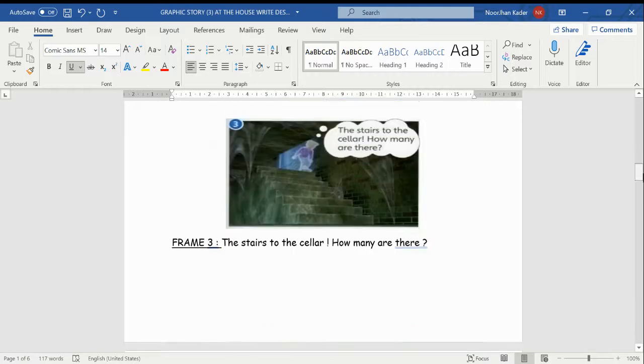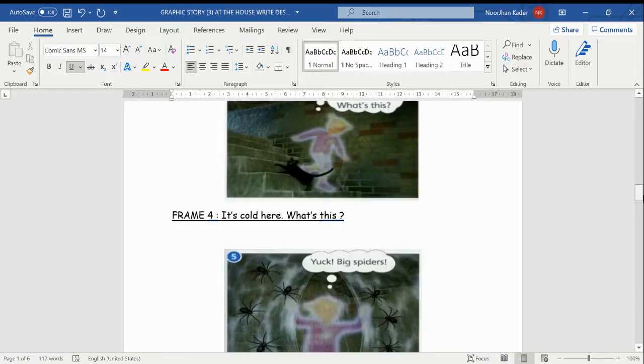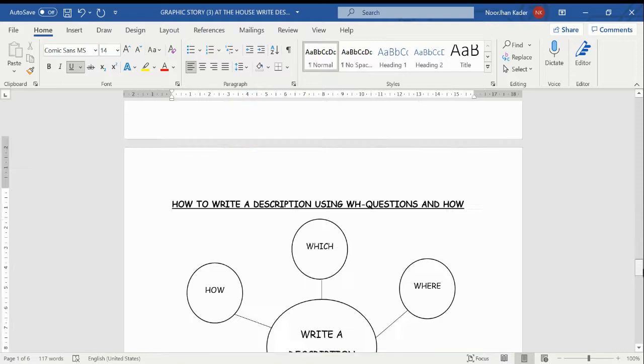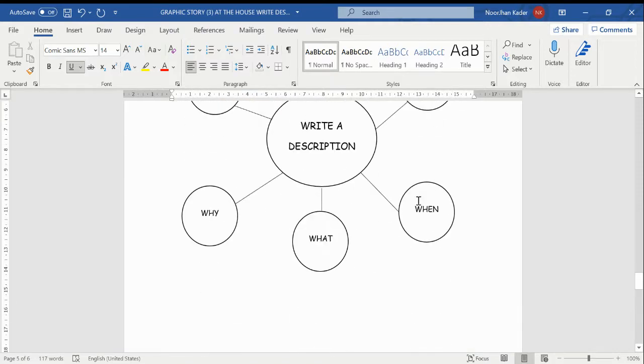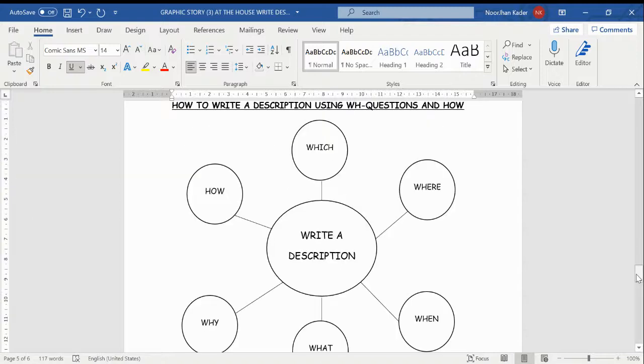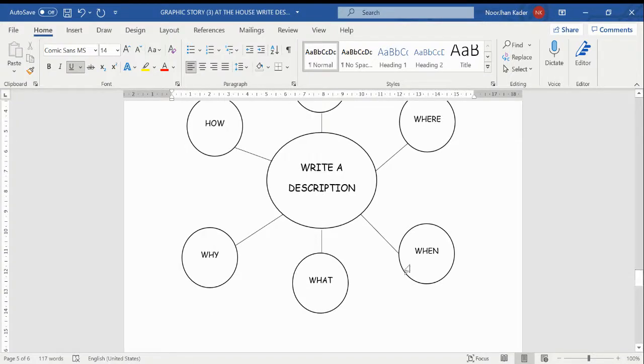So what we have to do, there's no description too, so we just let go of this question when. We've already answered the first one which, the second one where, and the third one when. There is no detail at all about when it was built, so we can just leave it.